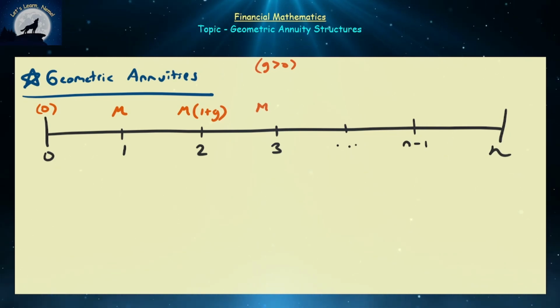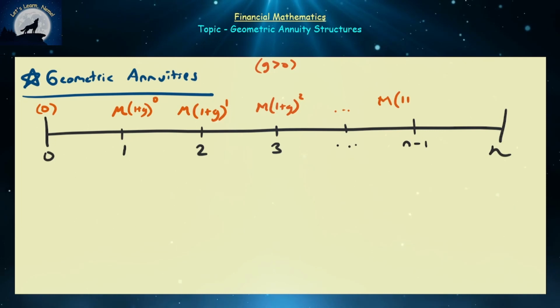then that means at time t equal to 3, this is going to be m times (1 plus g) squared. Technically at 1, it's going to be (1 plus g) to the power of 0. And at 2, that's obviously to the power of 1. And if we continue all the way down to n minus 1, what power would that be?